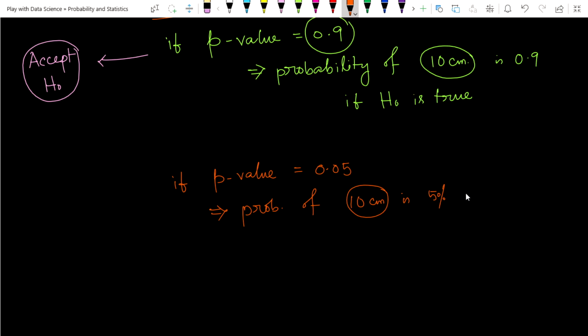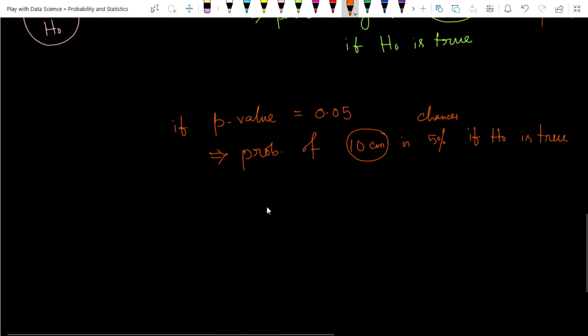Whereas the other case is 90%. If you use the word probability, then you can say 90% probability. Otherwise you can use the word chances. Here it is the same, chances.